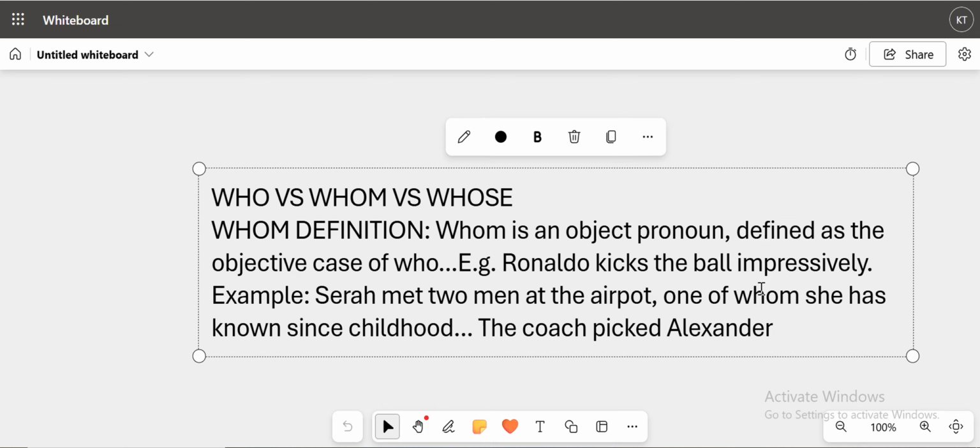We are using whom because we are describing, or talking more about, the two men. We are describing more about the two men because the two men here are the objects in this sentence. So we cannot use who because it is not talking about Sarah. It is talking about the two men, and that's why we are using whom: one of whom she has known since childhood. Now let's look at another example.